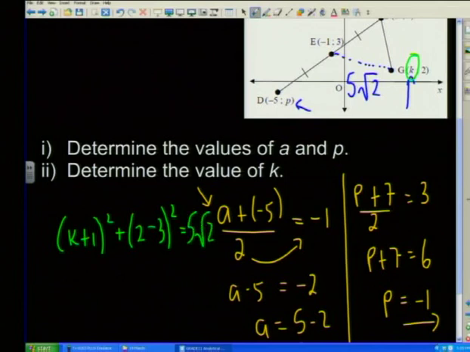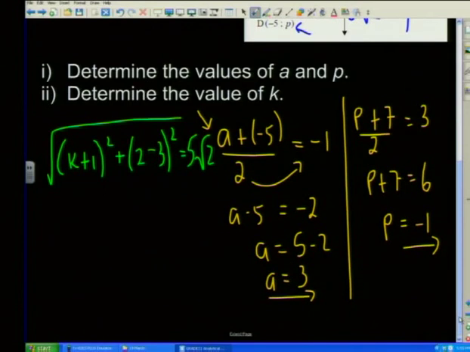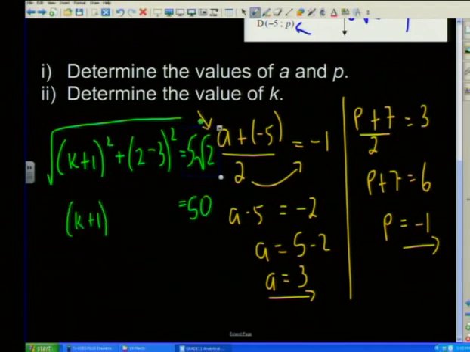Now, I hope you have a color TV so you can see what's going on. Now, the distance formula says to me, square root that is equal to the distance. Now, I can fly to the end because I'm just going to solve for my unknown. So, I'm going to square both sides. And when I square this on the right-hand side, you can check on a calculator. But with thirds, you square the 5, which is 25. You square the root 2, which is 2. 25 times 2 is giving me 50. Inside, I've got k plus 1 squared, and 2 minus 3 is negative 1, which when I square is going to be plus 1.